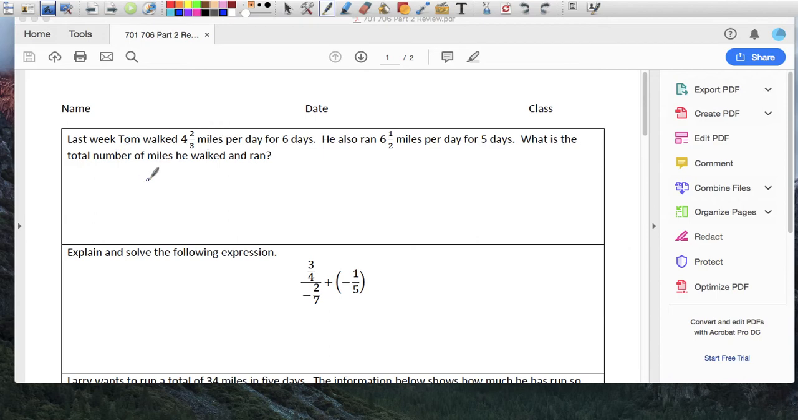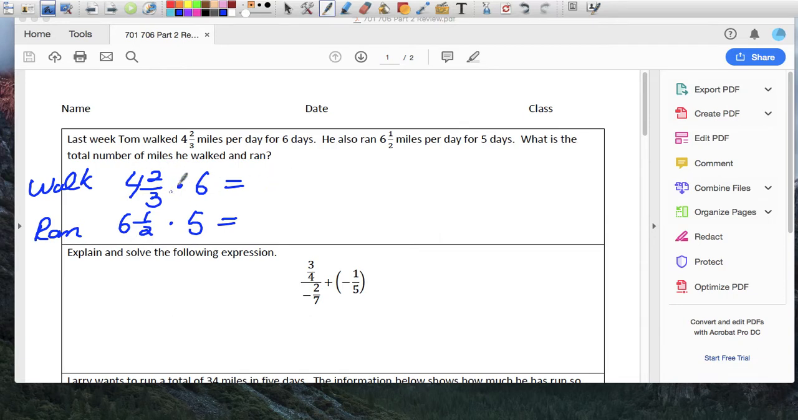Last week Tom walked 4 2/3 miles per day for 6 days. So every day for 6 days he walked 4 2/3 times 6. This is the walking. He also ran 6.5 miles every day for 5 days. So the simple question here, I'm just asking you how much did he walk and run altogether.